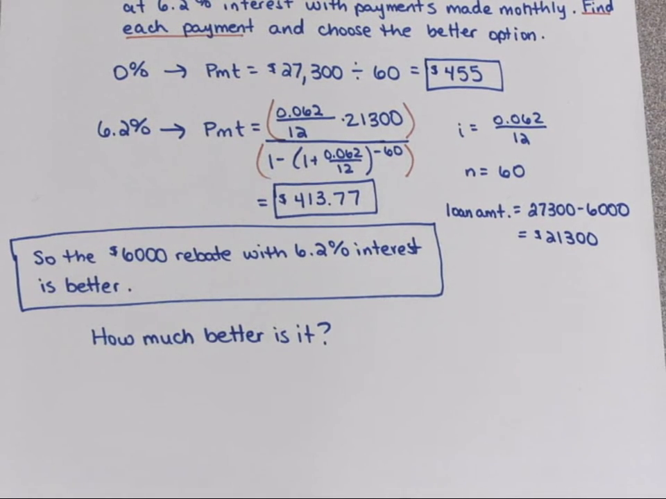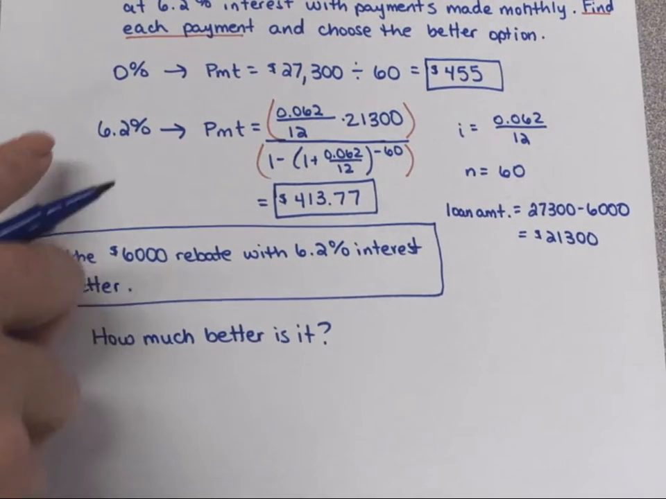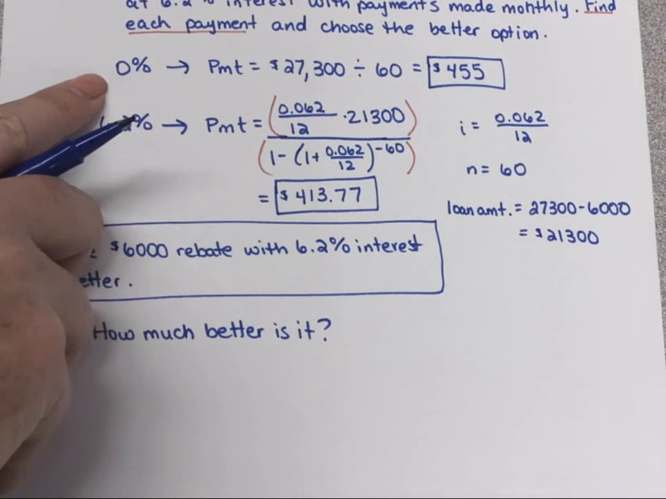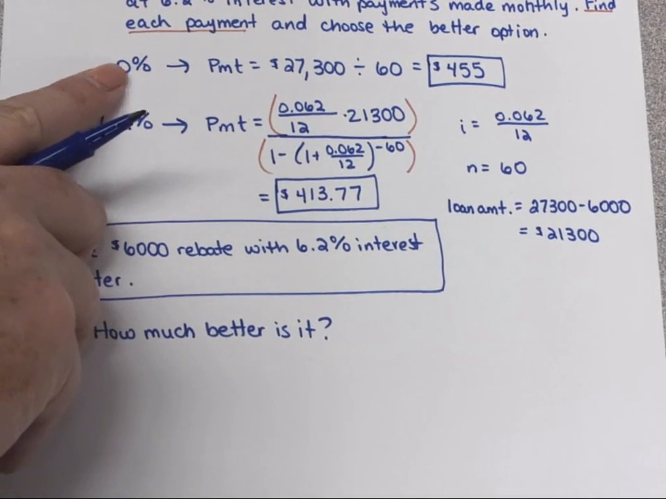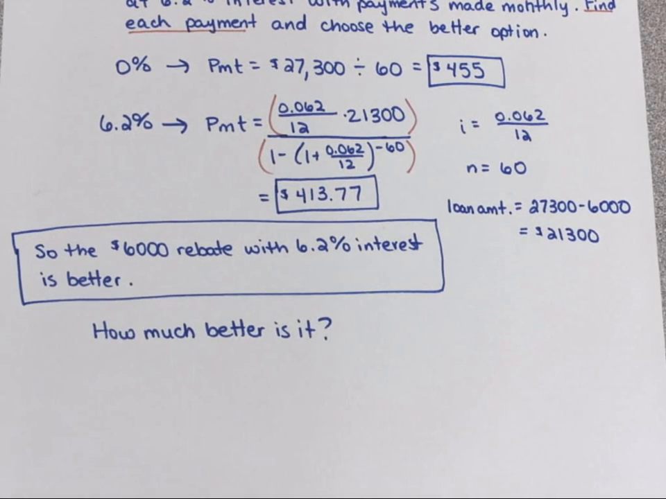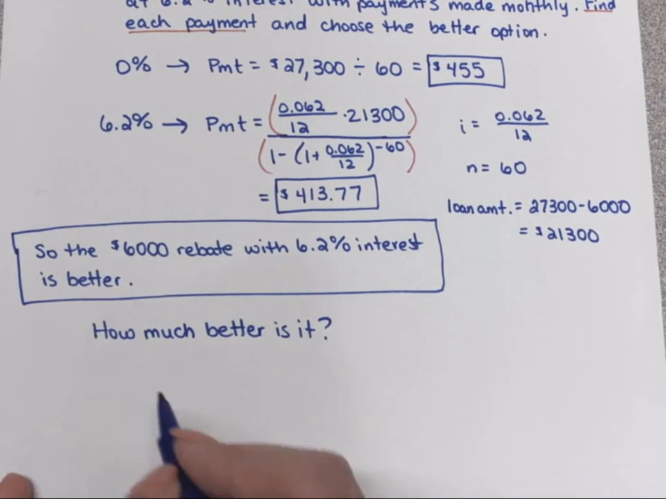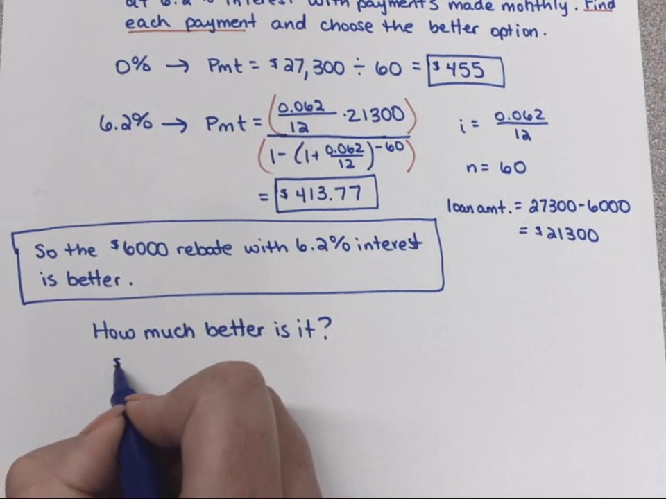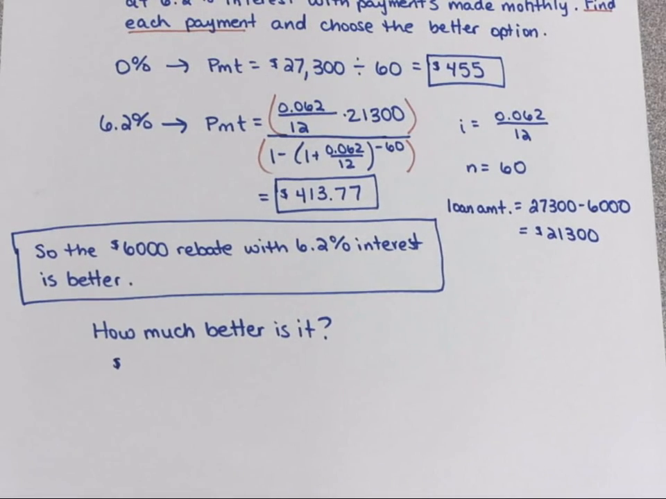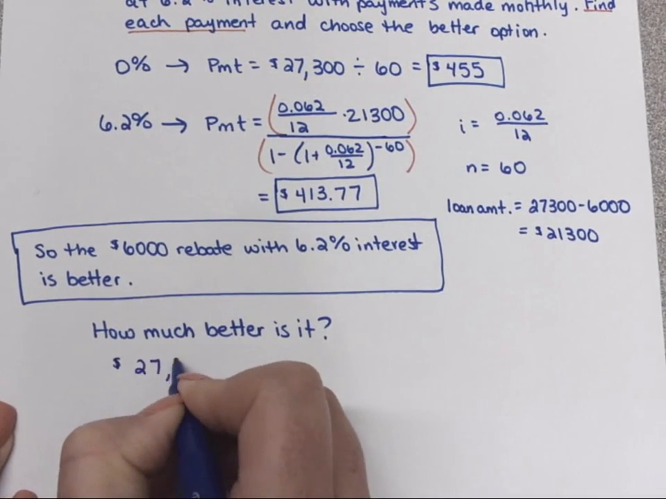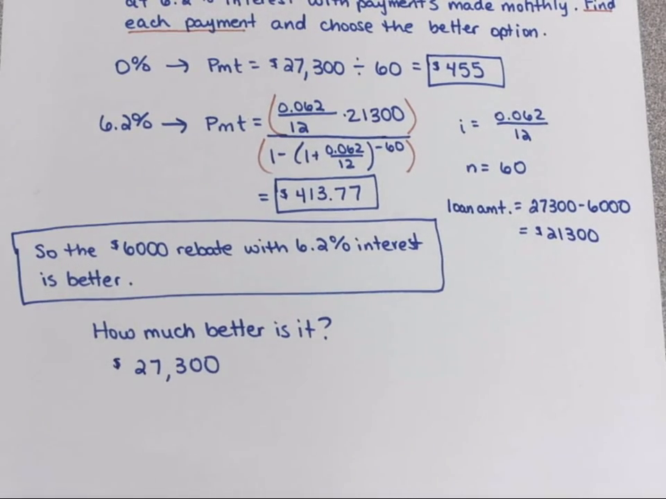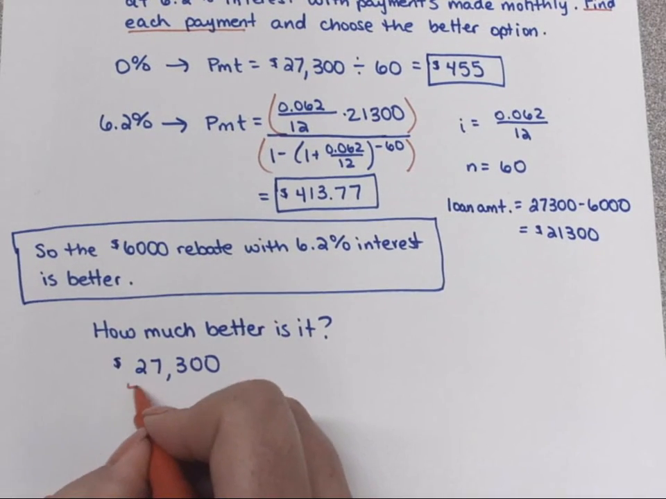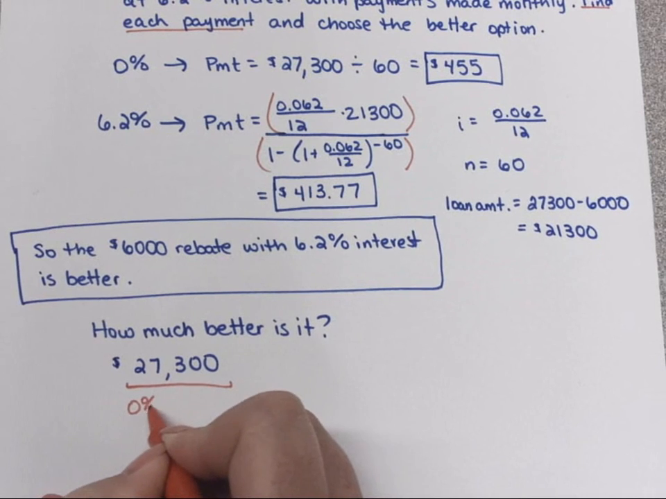Not if we were paying interest on this amount, we would actually need to figure out the interest for both. But because this one involves no interest at all, that's why we can make just the general comparison. That's why I'm asking this second question, which is how much better is it? So in the first one, we're paying how much? There's no question what we're paying in the 0% scenario. What are we paying? Yeah, $27,300. Okay, so this is the amount we're paying in the 0% option.